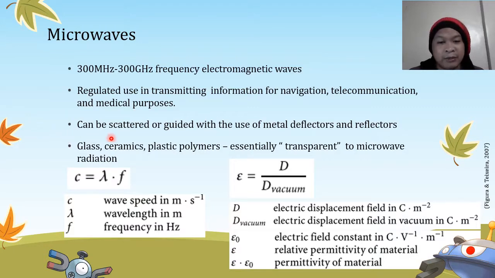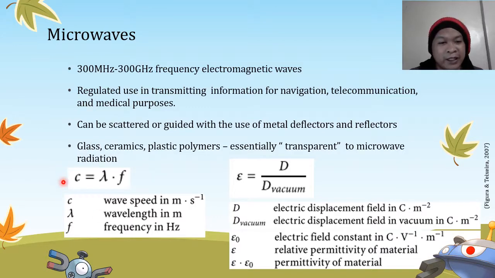Alright. Again, one property of microwaves that sets it apart is the essential transparency towards glass, ceramics, and plastic polymers, since, as we have discussed, only polar molecules are heated up by microwaves. So in that regard, these transparent materials may likely not display any sort of polar behavior, kung may induced polarization man sila, ay very negligible ito.